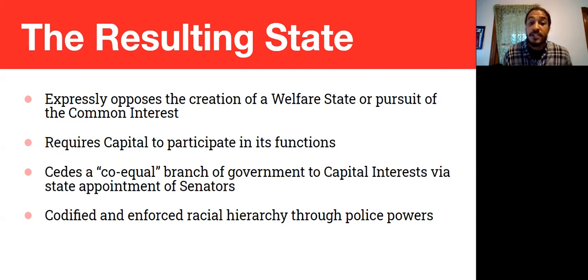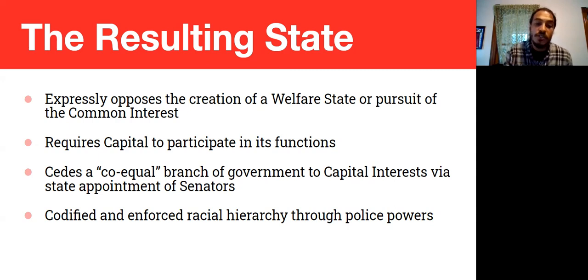It also requires capital to participate in its functions, including land holding requirements. At certain points, there was the requirement to have a job, all sorts of things that require you to have money and connections in order to continue to do so.